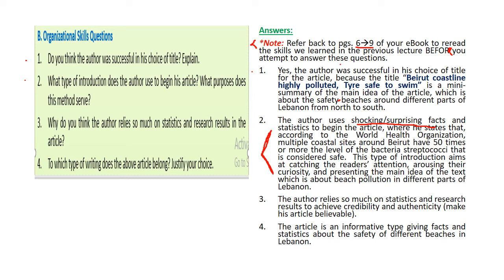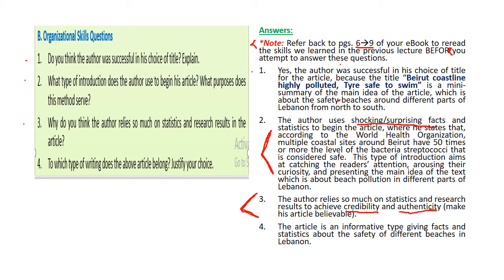Number 3. Why do you think the author relies so much on statistics and research results in the article? Okay, I might ask you that question. Why do people give statistics when they are writing articles or when they are discussing something or persuading someone about something? Obviously, to be believable to others. So, again, we'll take this in more depth next lesson, credibility. The author relies so much on statistics and research results to achieve credibility and authenticity.